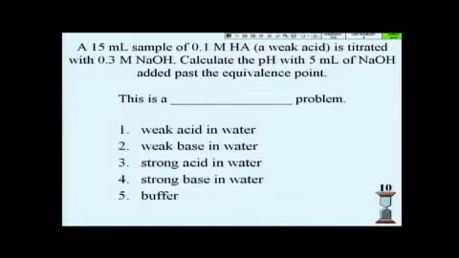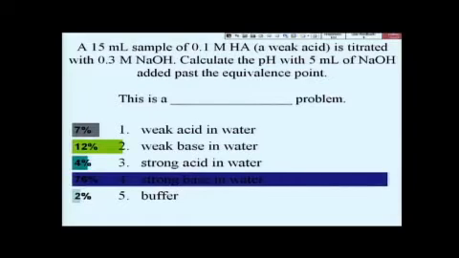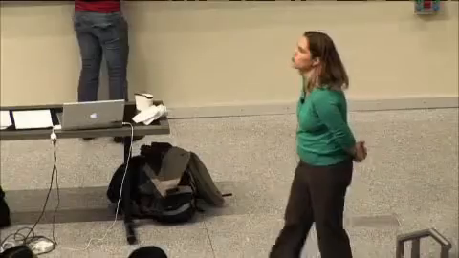Let's just take 10 more seconds on the clicker question. Okay, 76, I think that says, percent, which is not bad, but we should be at a 100%.